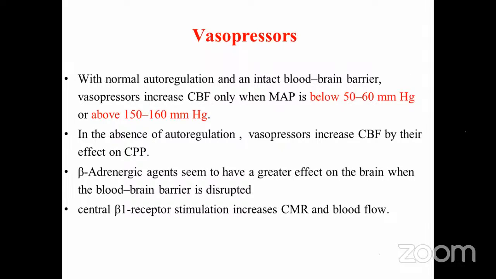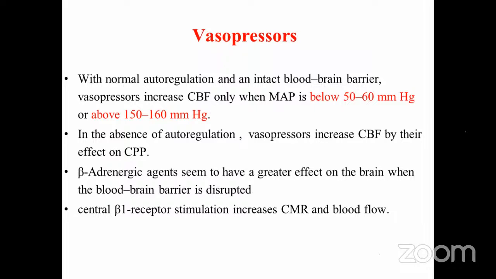Vasopressors. With normal autoregulation and an intact blood-brain barrier, vasopressors increase cerebral blood flow only when mean arterial pressure is below 50 to 60 mmHg or above 150 to 160 mmHg, that is, at MAP higher or lower levels. In the absence of autoregulation, vasopressors increase cerebral blood flow by their effect on cerebral perfusion pressure. Beta adrenergic agents seem to have a greater effect on the brain when the blood-brain barrier is disrupted.